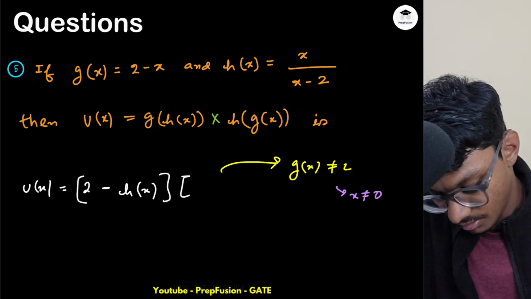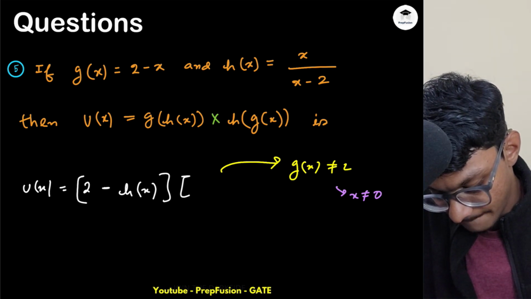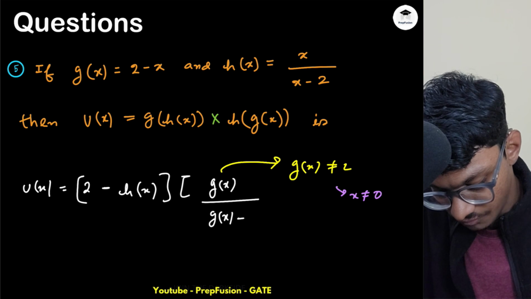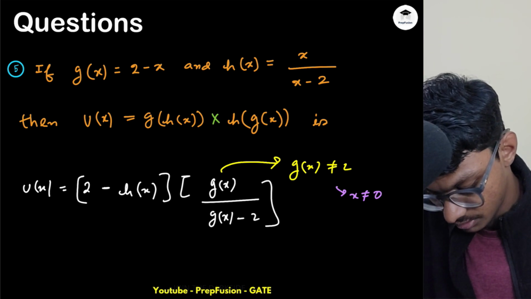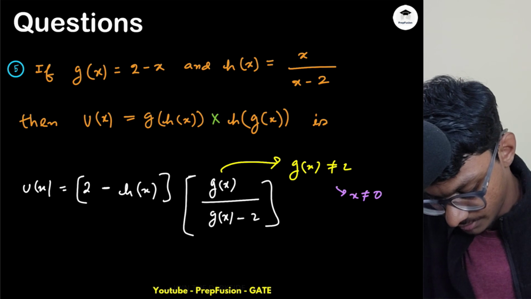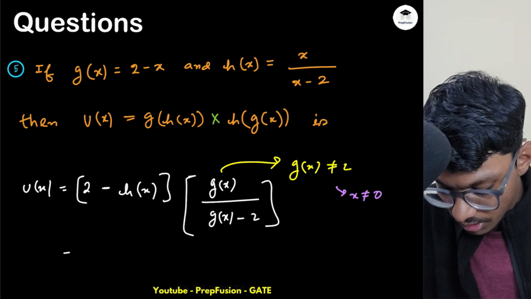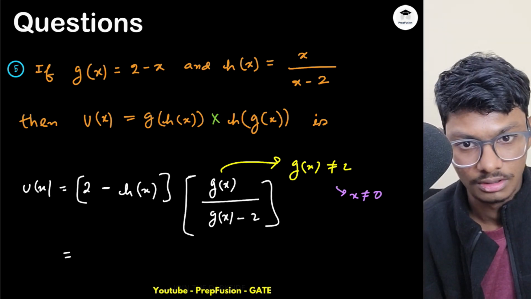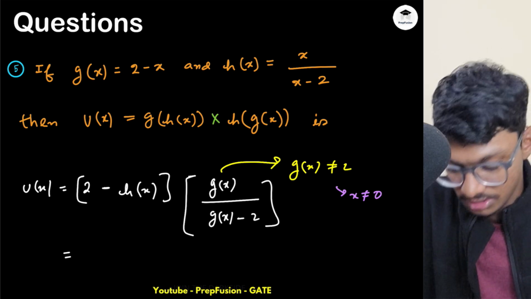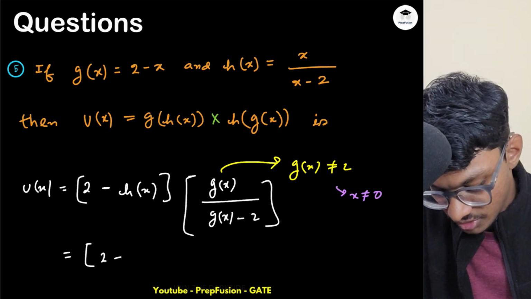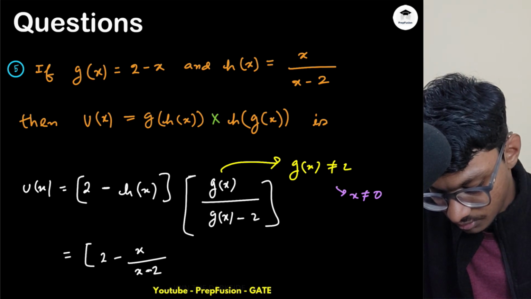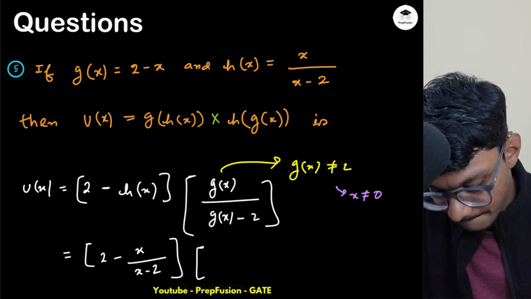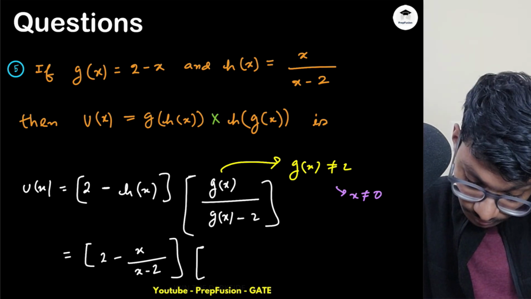So this is basically g of x divided by g of x minus 2. Okay, so now how do you want to solve this? You can directly replace h of x and g of x with their particular equations of x. So here this will be 2 minus h of x, and h of x is x minus 2.